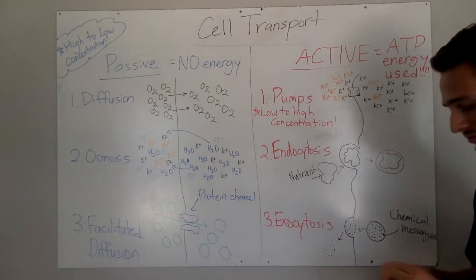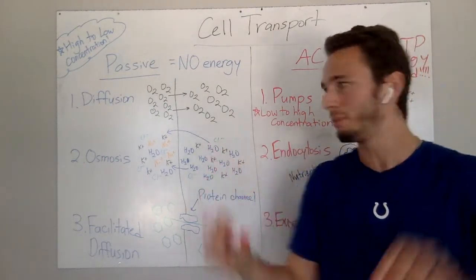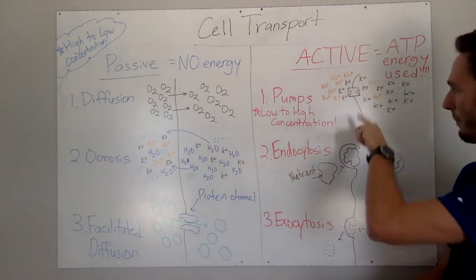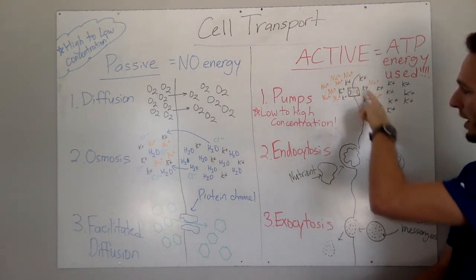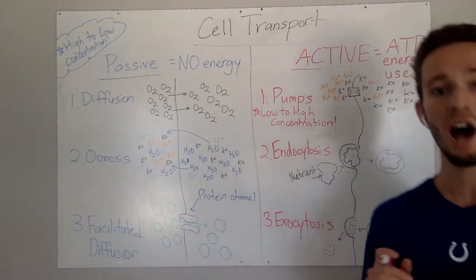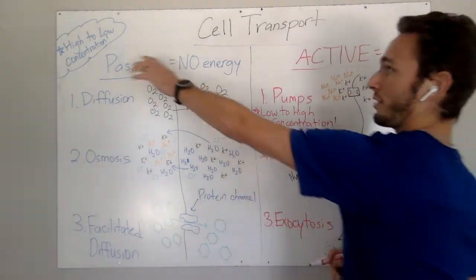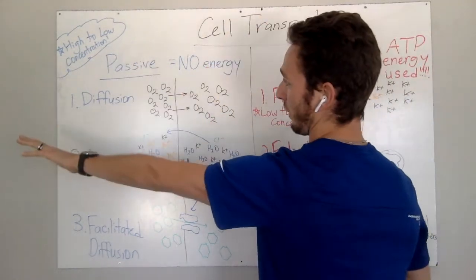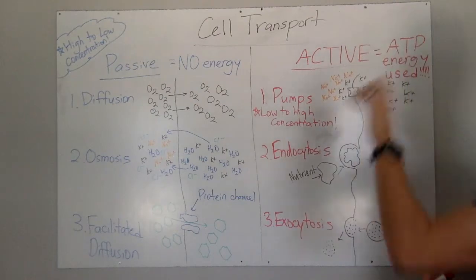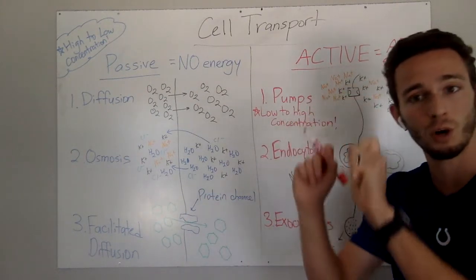Let's go through each one. First off, pumps. These are protein channels embedded in the cell membrane. So if this is the cell membrane, this is a pump. Okay, so this pump specifically is going to pump against the concentration gradient. What I mean by that is instead of going from high to low concentration that didn't require energy, since we're pumping them from low to high concentration, it requires energy.